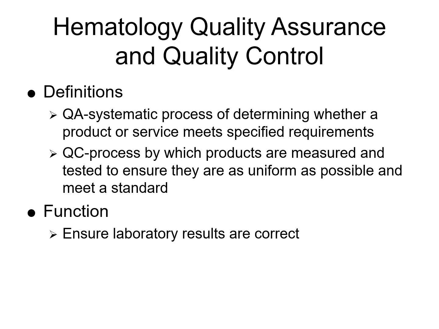All right, so quality assurance and quality control. Quality assurance is a systematic process that is used to determine whether a product or service meets specified requirements consistently, whereas quality control is the process of measuring and testing products to ensure they are uniform and meet established standards. So the function of both QA and QC is to ensure laboratory results are accurate, reliable, and correct by maintaining the integrity of the diagnostic testing. So very, very important in any department of the lab, not just hematology.